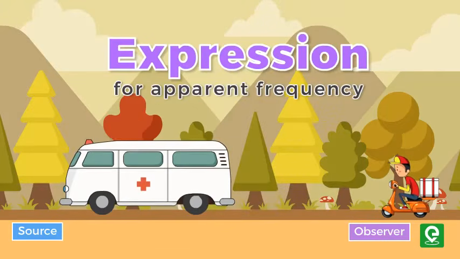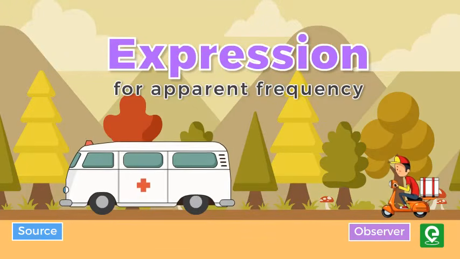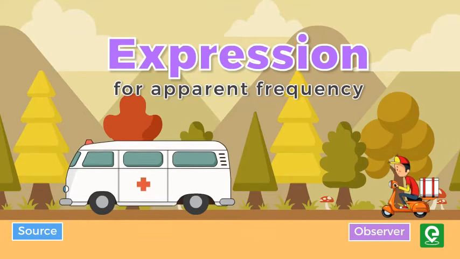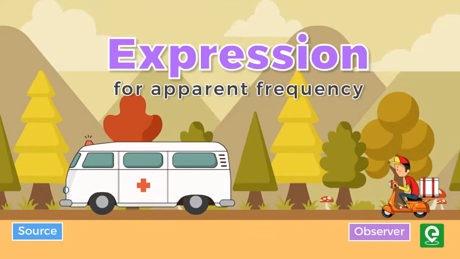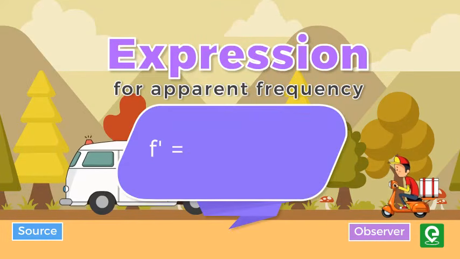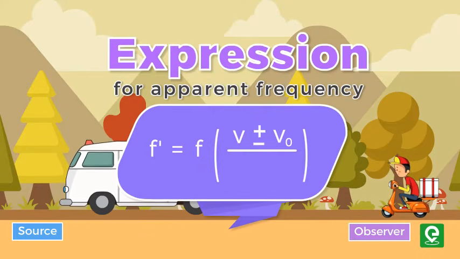Now looking at the expression of apparent frequency given in this formula, we can easily develop a general relation for finding the apparent frequency heard by a moving observer due to a moving source, that is, f dash equal to f into (v plus minus v naught) whole divided by (v plus minus vs), where the sign can be determined using relative motion between the observer and source.